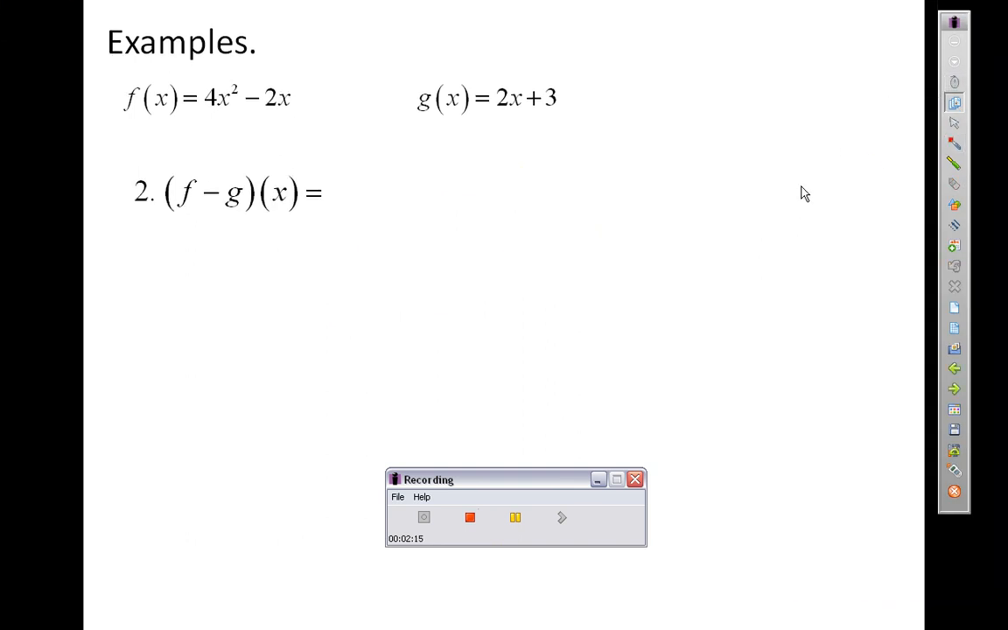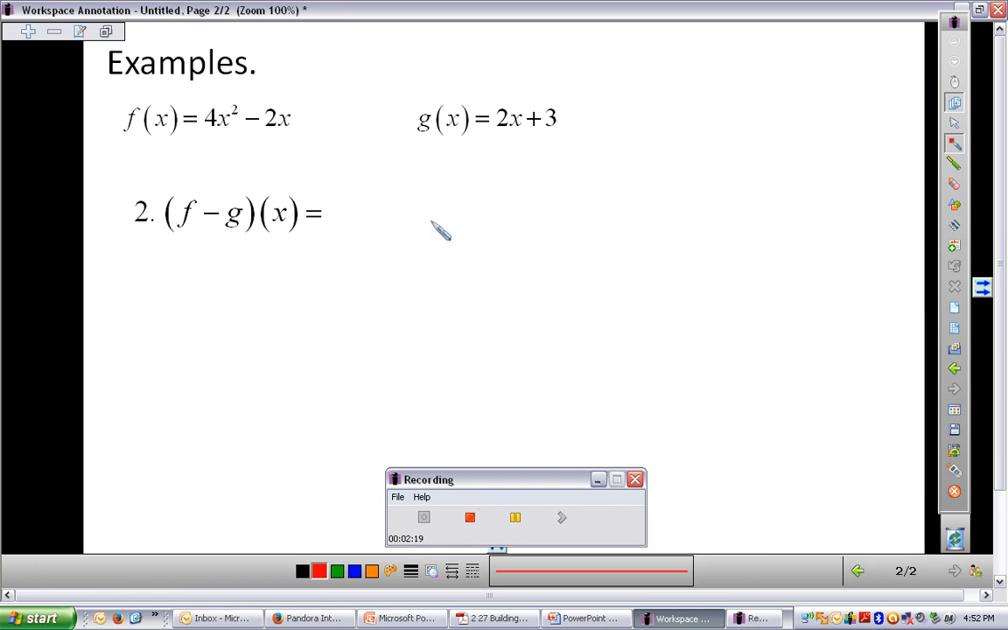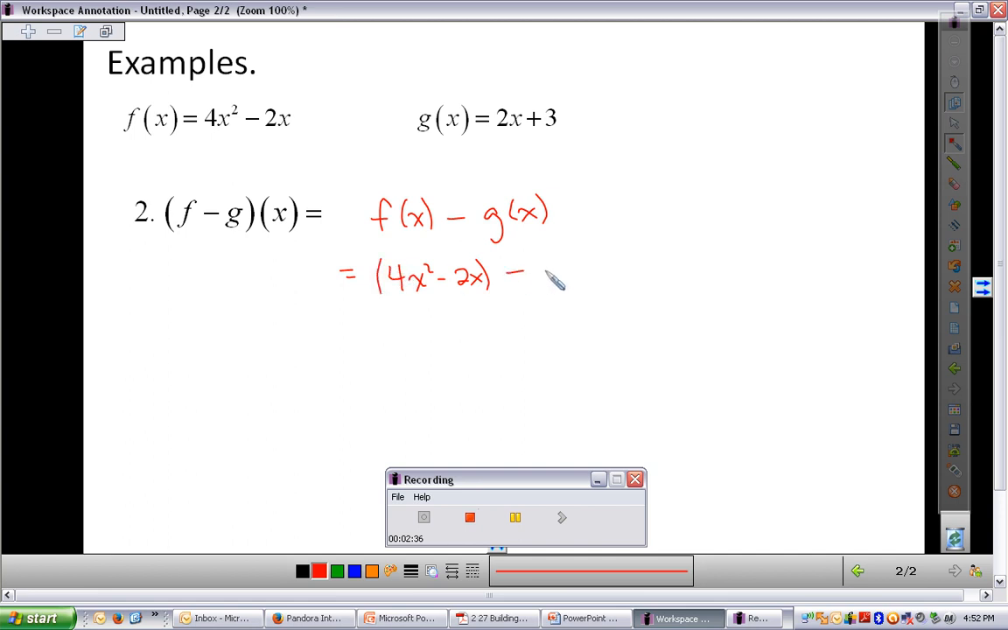We'll look at the same two functions, but this time I want to subtract them. I'm going to take f minus g of x. So very similar to the last one, let's take f of x and then subtract g of x. Just like before, f of x has not changed. That is still 4x squared minus 2x. And go ahead in parentheses. This time I'm subtracting 2x plus 3.